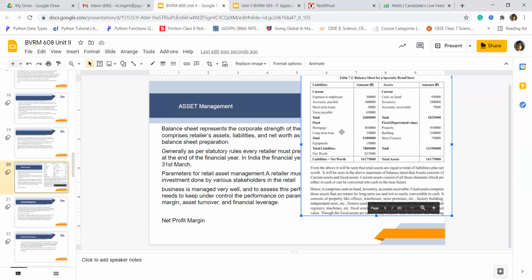Then fixed liabilities are mortgage and long-term loans, and equipments also come under fixed liabilities. Then we are considering on the right hand side current assets, that is cash on hand, inventory, accounts receivables, and fixed assets are property, building, and store fixtures. So you are clear with the total liabilities and the total assets which we need to study in the net profit margin. Is it clear?